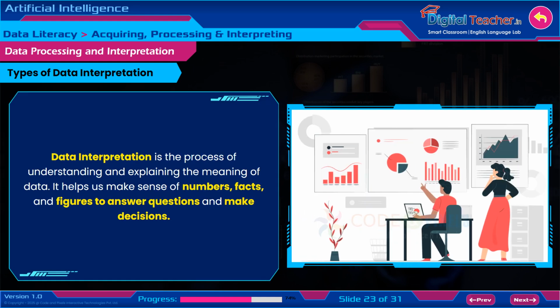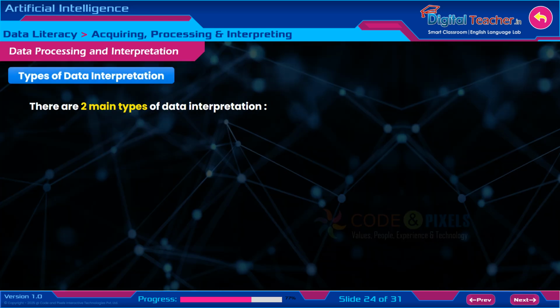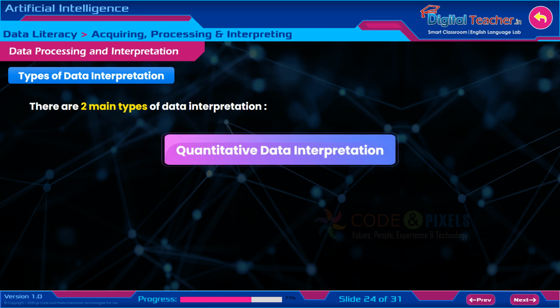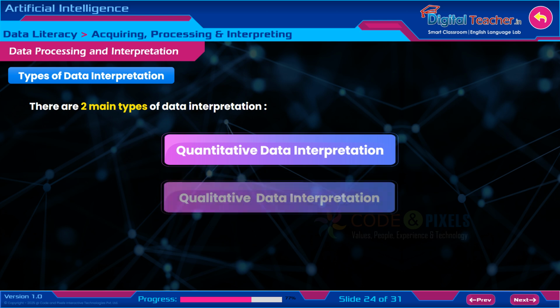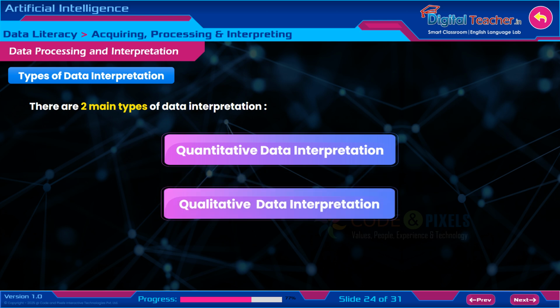Data interpretation is the process of understanding and explaining the meaning of data. It helps us make sense of numbers, facts, and figures to answer questions and make decisions. There are 2 main types of data interpretation. Quantitative data interpretation. Qualitative data interpretation.